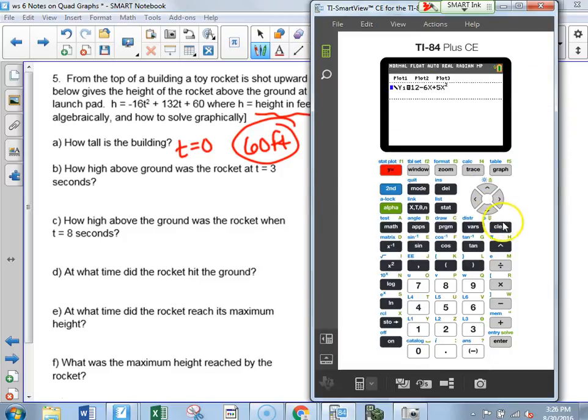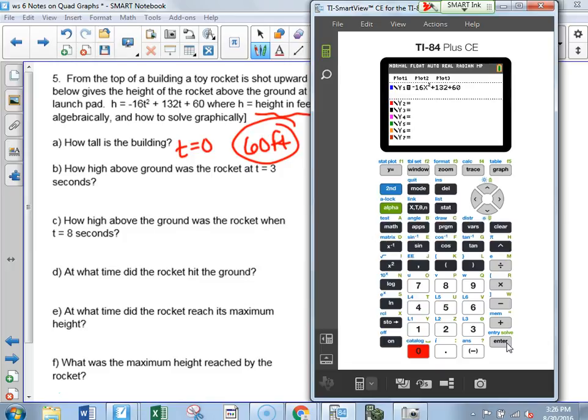So go to y equals and type this in real quick. Negative 16x squared. Don't use t, won't work in this mode. Plus 132x. Plus 60. Eventually you will be graded on whether you can find an appropriate window.